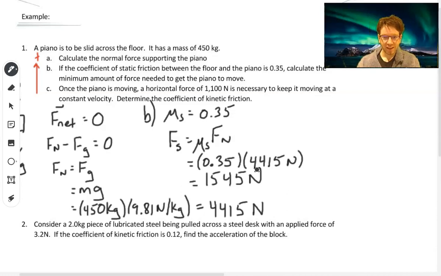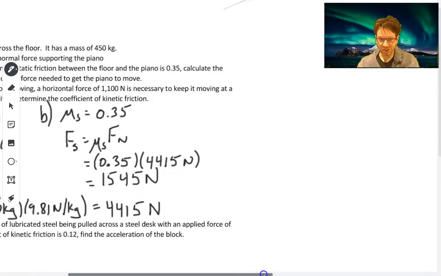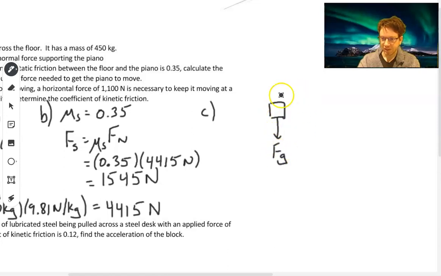Now part C says once the piano is moving, a horizontal force of 1100 newtons is necessary to keep it moving at a constant velocity. Okay, now that's important. Let's look at our new free body diagram. So here's our new free body diagram. We still have force of gravity. We have the normal force. Now we have an applied force.